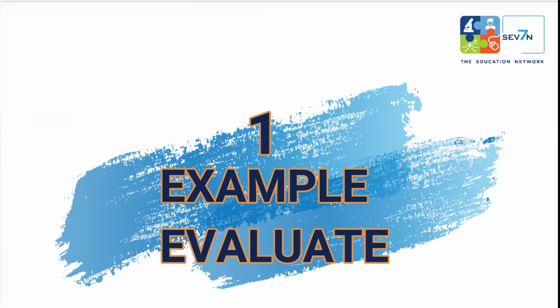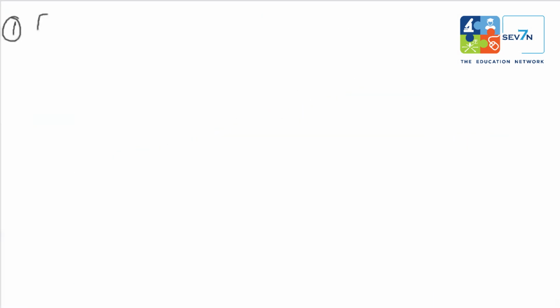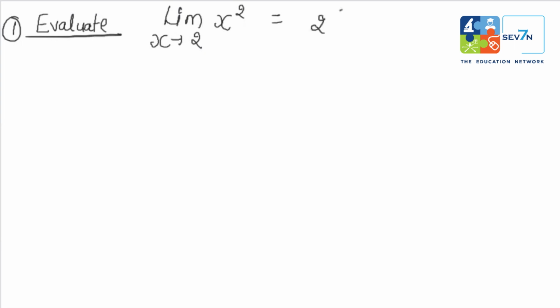Okay. Now we'll start with your first example. That first example will be evaluate. Evaluate is the command word of IBDP Maths, where you have to find the value of a variable. So your first question, first part is given: limit as x tends to 2 of x square. What you need to do is just put this 2 instead of x. So 2 square, the answer will be 4.